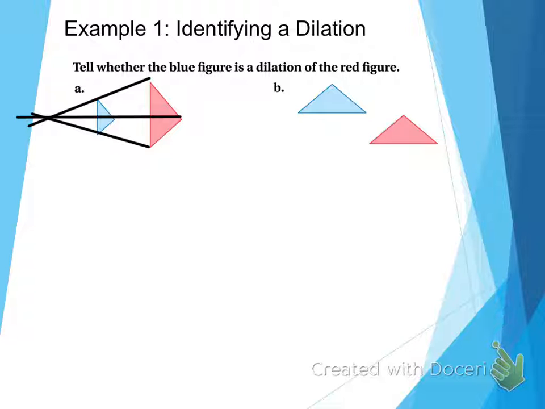The figures on B here, they have the same size and shape. The red figure slides to form the blue figure. So the blue figure is not a dilation, it's not bigger or smaller than the red figure, it's just a translation.